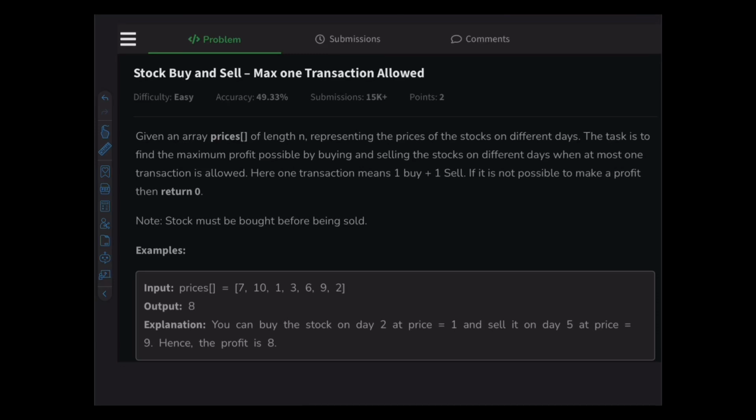Hello everyone. So today we are going to discuss the Geeks for Geeks problem of the day. So what's today's problem? It says stock buy and sell, maximum one transaction allowed, and it's an easy level problem.